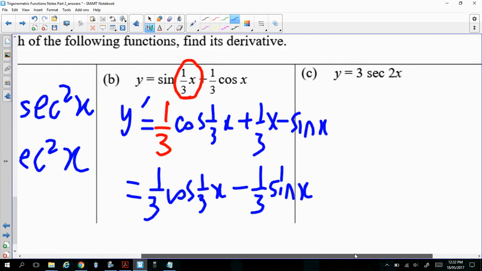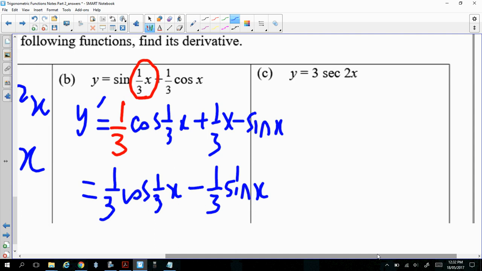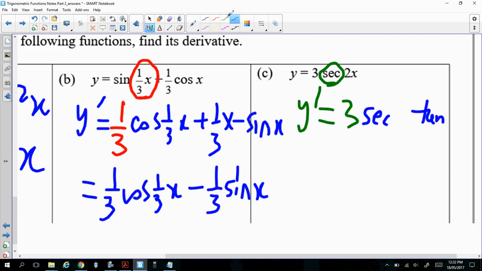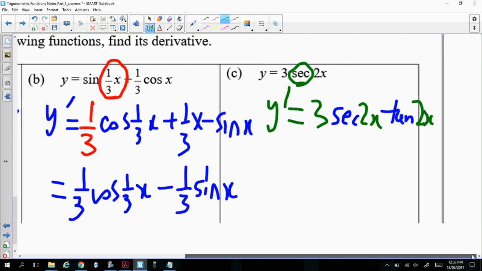y dash equal, again, ignore the 3, and then the sec will become sec, and then tan. That's the tricky one. And the 2x stays the same. And then you need to remember to multiply by the derivative of 2x. You get times by 2. So your final answer will become 6 sec 2x tan 2x.